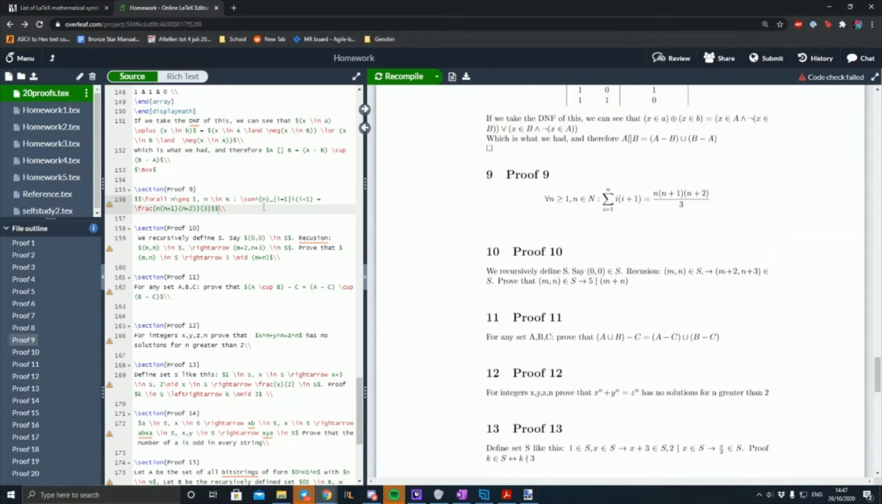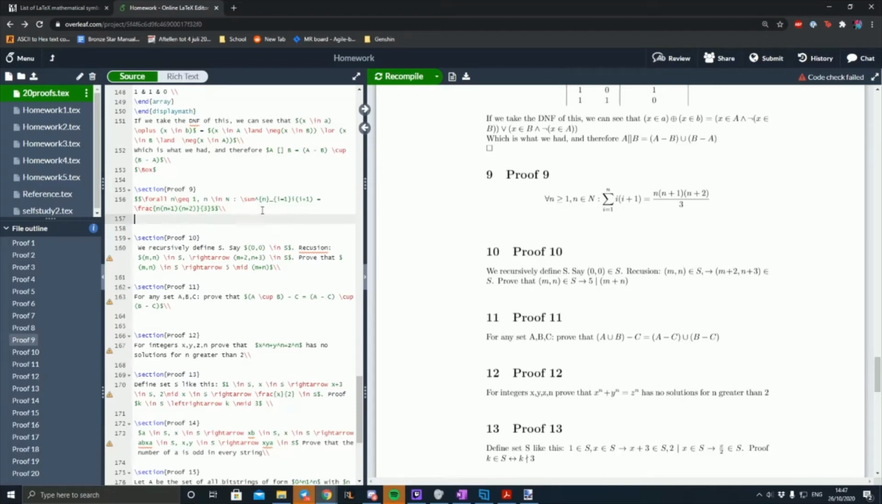So we're going to use a proof by induction here. I think that would be easiest. So we will use a proof by induction.